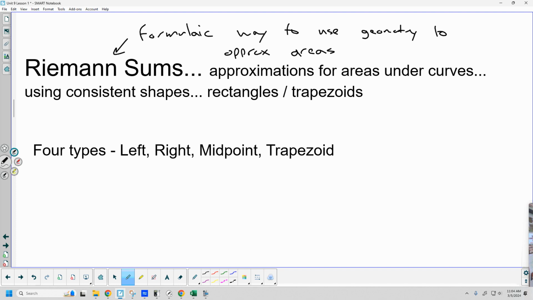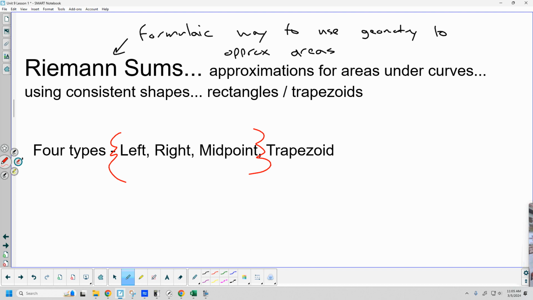Unfortunately, Riemann couldn't make up his mind. He's like, well, I kind of like these shapes, but I kind of see these shapes, which are similar to these shapes, also working. And he's like, you know what? I'm not going to just make one Riemann sum. I'm going to have 4. There are 4 types of Riemann sums, 4 different types of formulaic area approximations that Riemann invented.